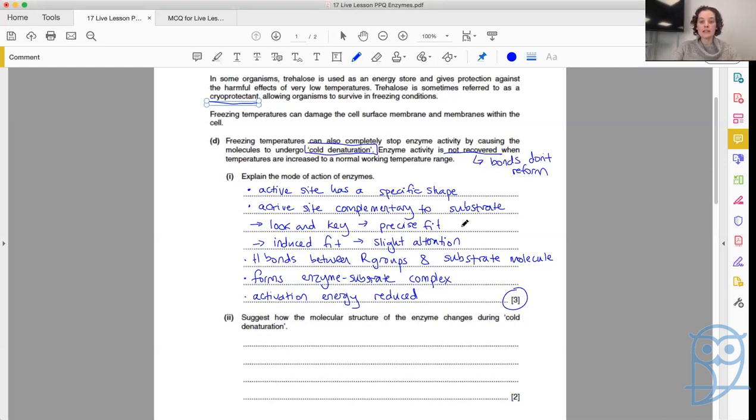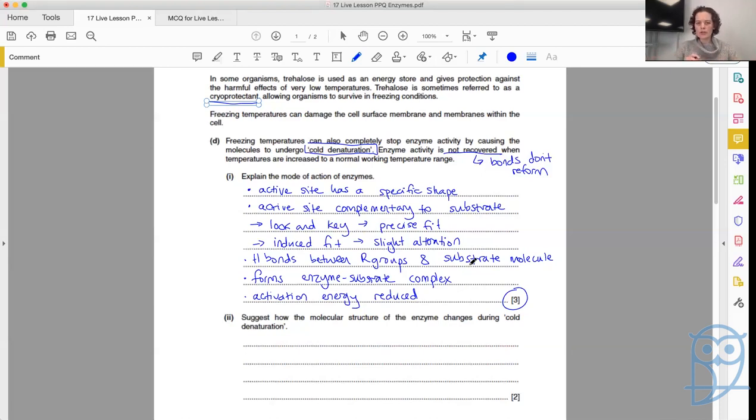So mode of action of enzymes, we'll turn this into some beautiful points that would link onto one another and have your full answer. Okay, but it's all about that shape, being specific, being complementary, forming that enzyme substrate complex and reducing the activation energy. And that is the mode of action of enzymes. That's how they get their job done. It's how they catalyze reactions.